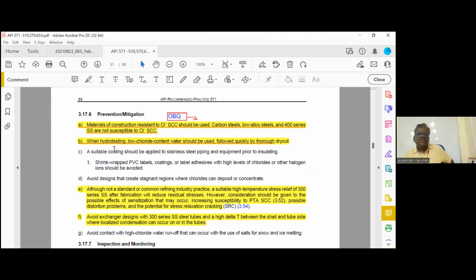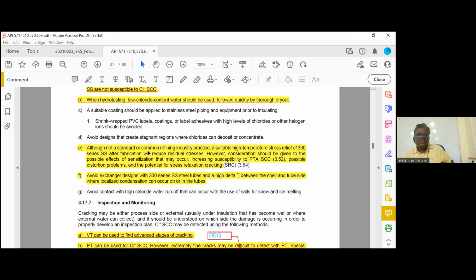Then B: when hydro testing, low chloride content water should be used, followed by quick dry out. So you have to use low chloride water. This is not important, but you can see the E: although not a standard or common refining industry practice, a suitable high temperature stress relief of 300 series after fabrication will remove the residual stress.